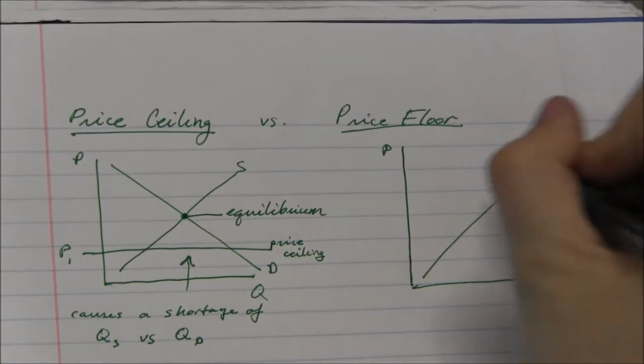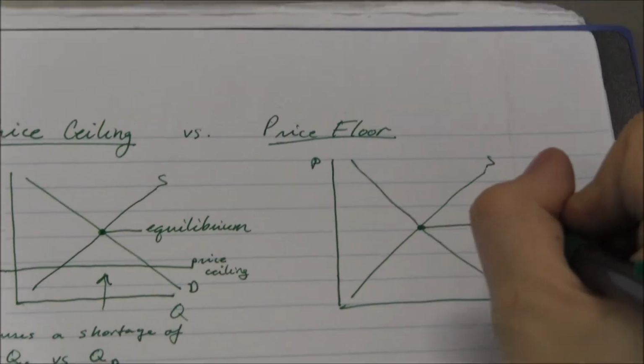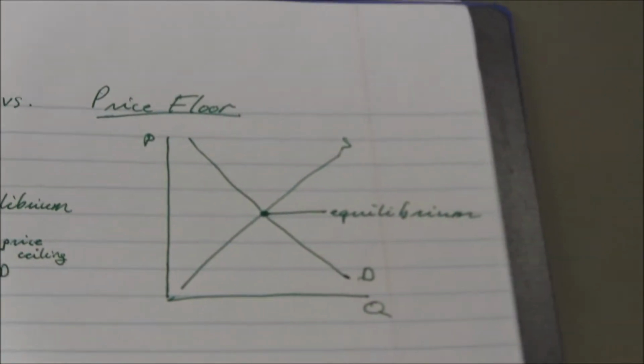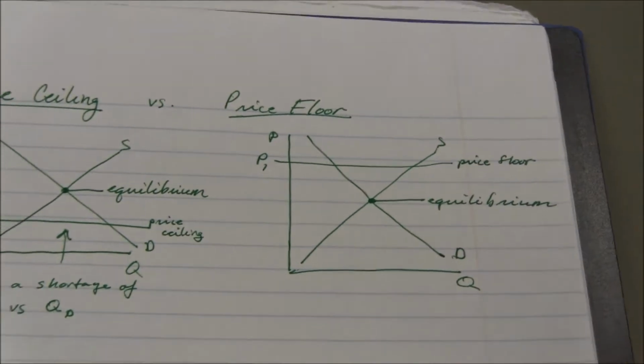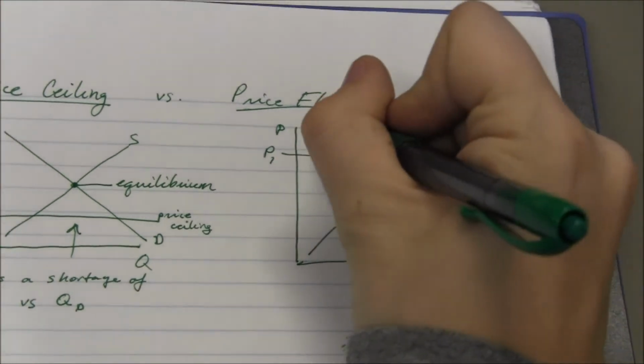Now let's say the government imposes a new price which will be graphed above the equilibrium point, and it is the lowest price produce can be sold for. This is called the price floor, which results in a surplus of quantity supplied versus the quantity demanded.